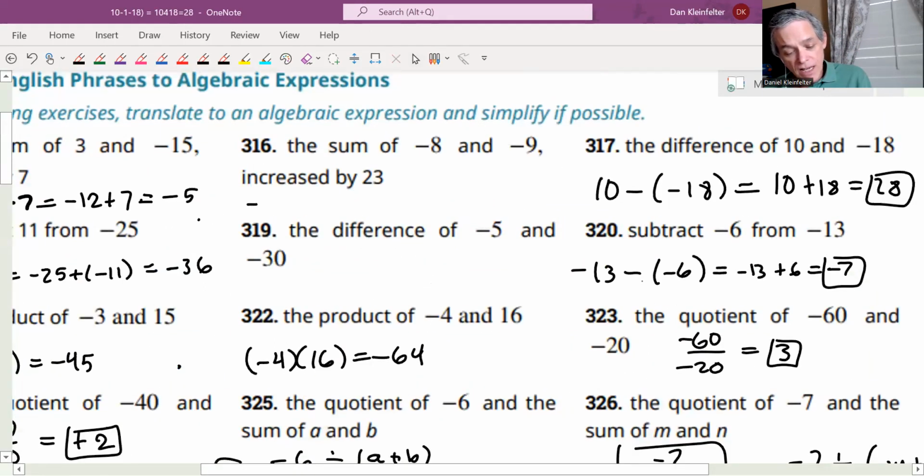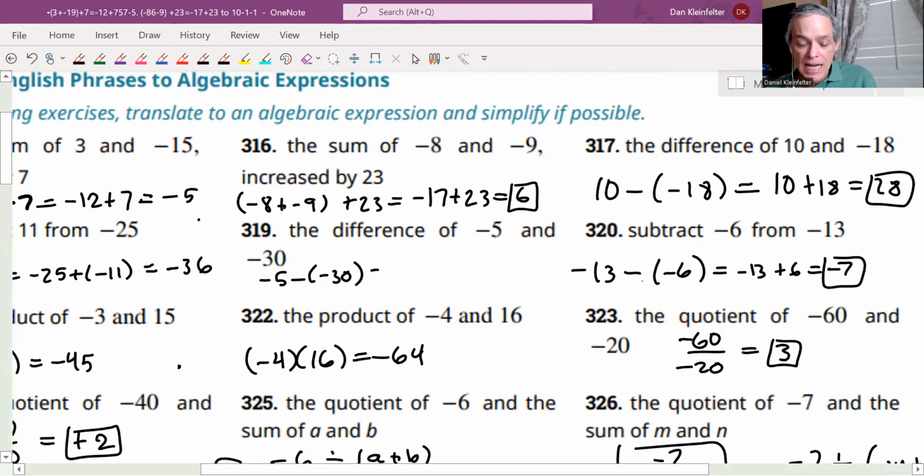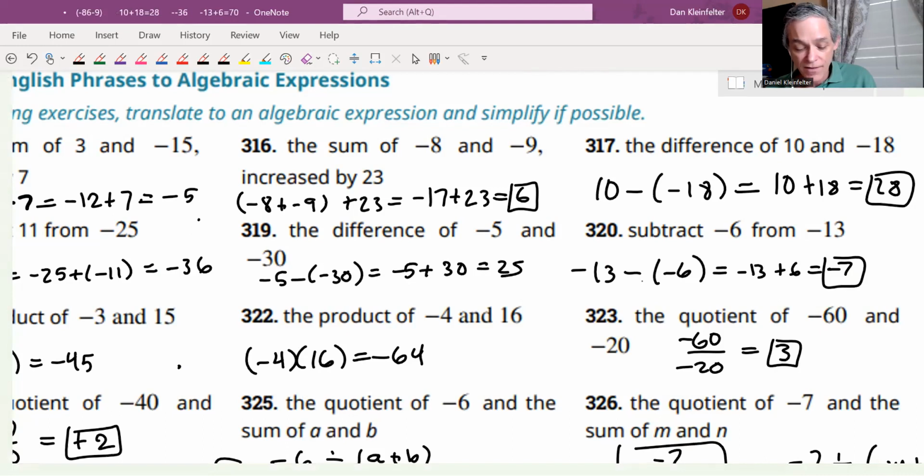The sum of negative 8 and negative 9 increased by 23. Negative 8 plus negative 9, we're adding together 2 negatives. We get a negative answer. That'll be negative 17. Negative 17 plus 23 will be 6. Okay, last one, the difference of negative 5 and negative 30. So we have to be careful. We're subtracting a negative here. That's negative 5 plus 30, and that's 25. All right, I think that does all of it.